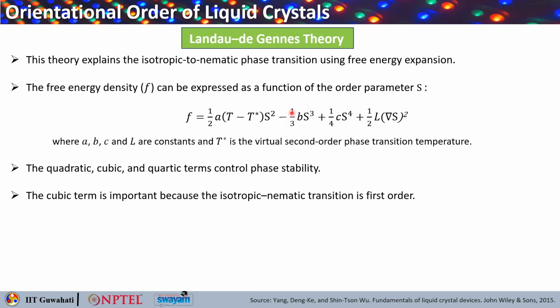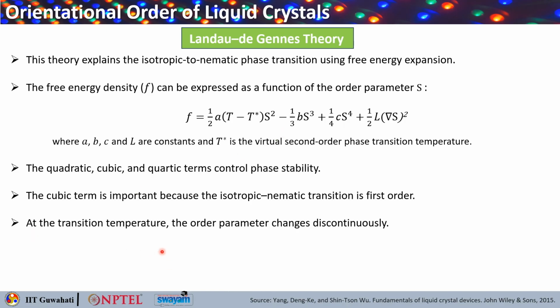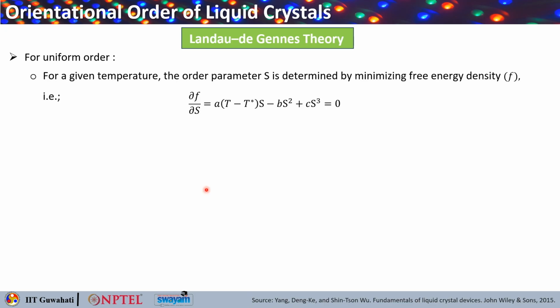The cubic term here is important, because the isotropic nematic transition is basically first order. So, at the transition temperature, the order parameter changes discontinuously, and this theory also explains metastability, supercooling and superheating. So, what we expect is that for uniform order, for a given temperature, the order parameter S is determined by minimizing the free energy. So, you have to obtain dou F by dou S.